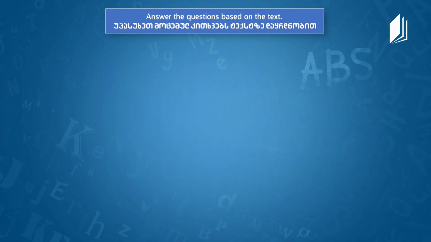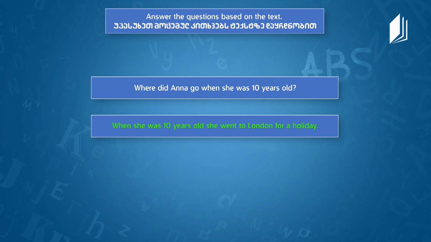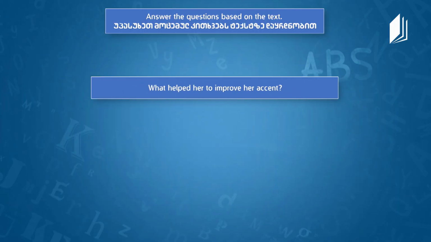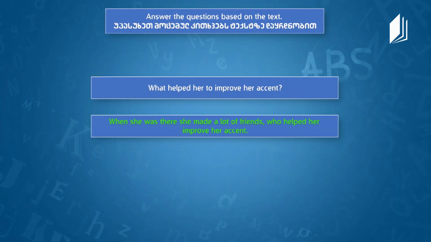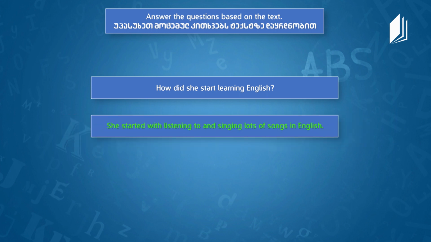And our next question is, where did Anna go when she was 10 years old? So she went to London for a holiday when she was 10 years old. A great memory. And the next question, what helped her to improve her accent? So when she was there, she made a lot of good friends in London, and they helped her improve her English. Very good. And our next question, how did she start learning English? Well, she started listening and singing lots of songs in English. That's a great way to start.